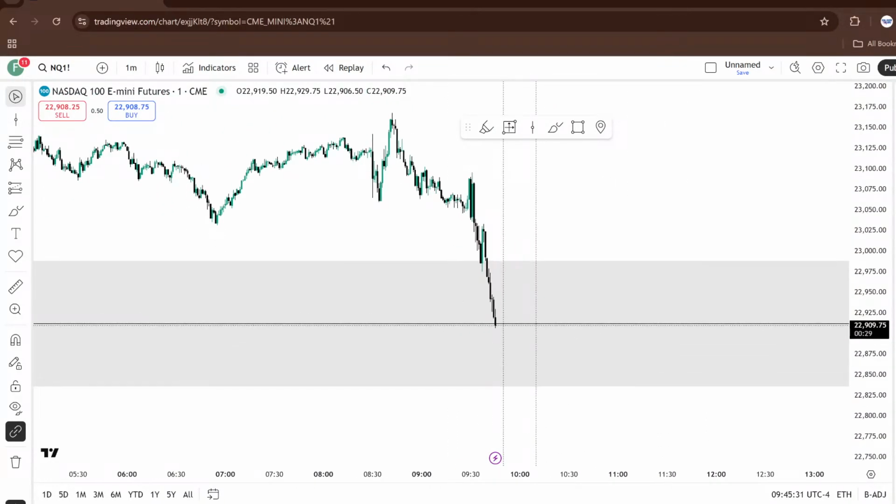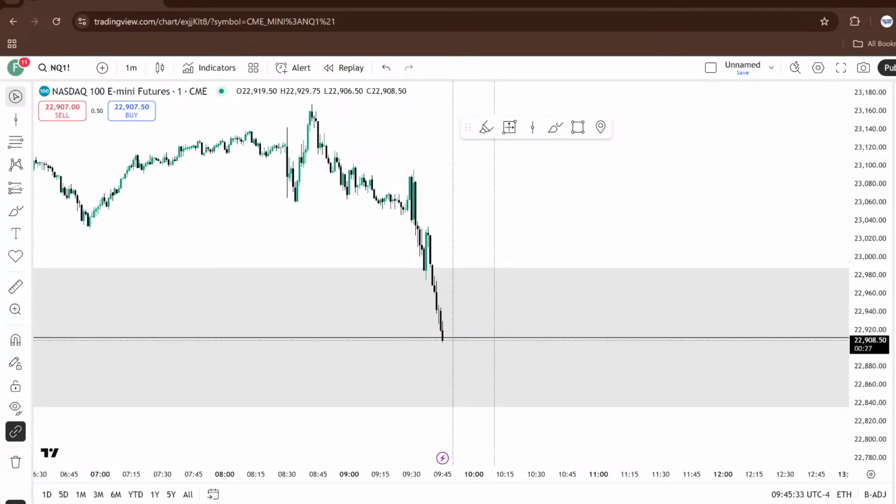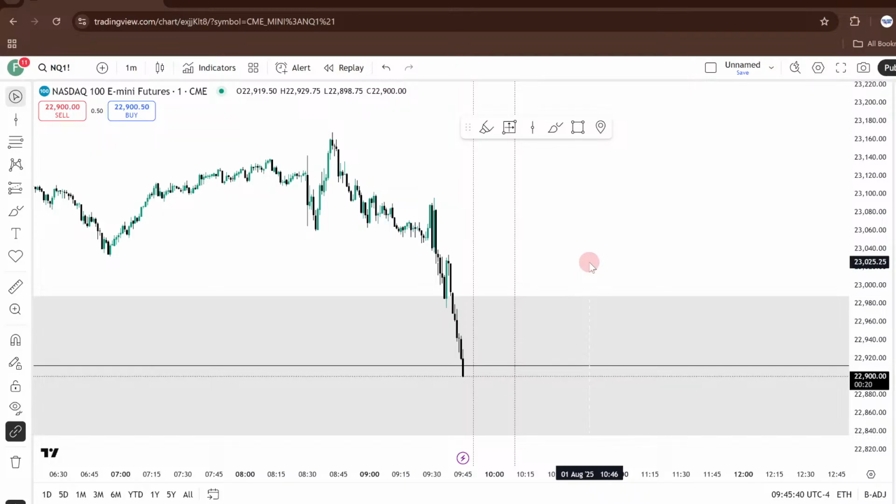So let's just kind of see what we do. And the range is huge, right? Keep that in mind. The range is massive. So even from looking at this high here to there, that's already 100 handles. So we're selling. The range is massive for the meantime.